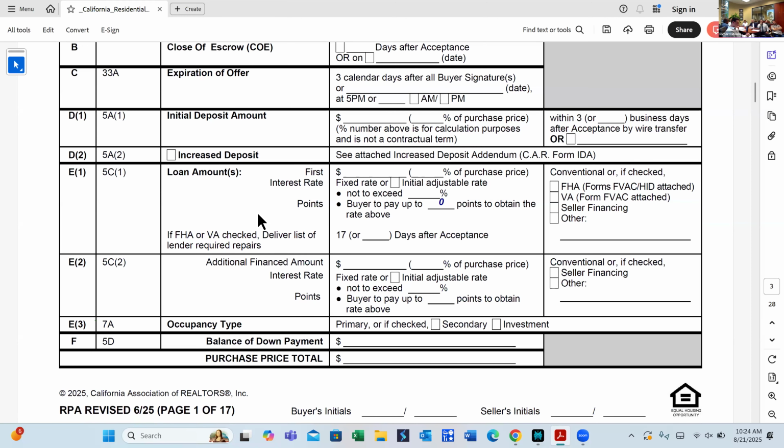And then you see below in the third column on the left, it says FHA or VA check, deliver list of lender required repairs. There are a couple of issues associated with anybody who's pursuing FHA or VA financing. First of all, if I'm going to get an FHA or VA loan, let's assume I check the appropriate box on the right, then there's something that's contractually required entitled an amendatory clause. And the amendatory clause stipulates that if the appraised value doesn't come in at the purchase price, the buyer has no obligation to proceed. Sounds good, right?